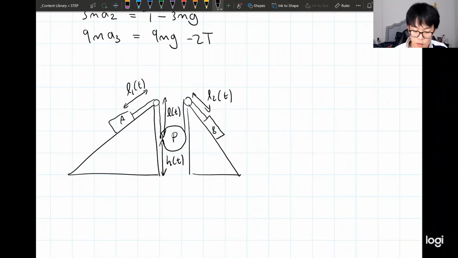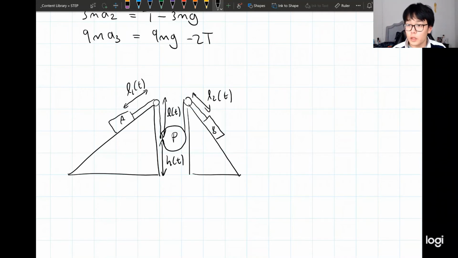Okay, and so do know that we model A, B, and P to be particles, i.e. zero-dimensional singular points. So these measurements do work. Okay, so now we have to notice a couple of things.